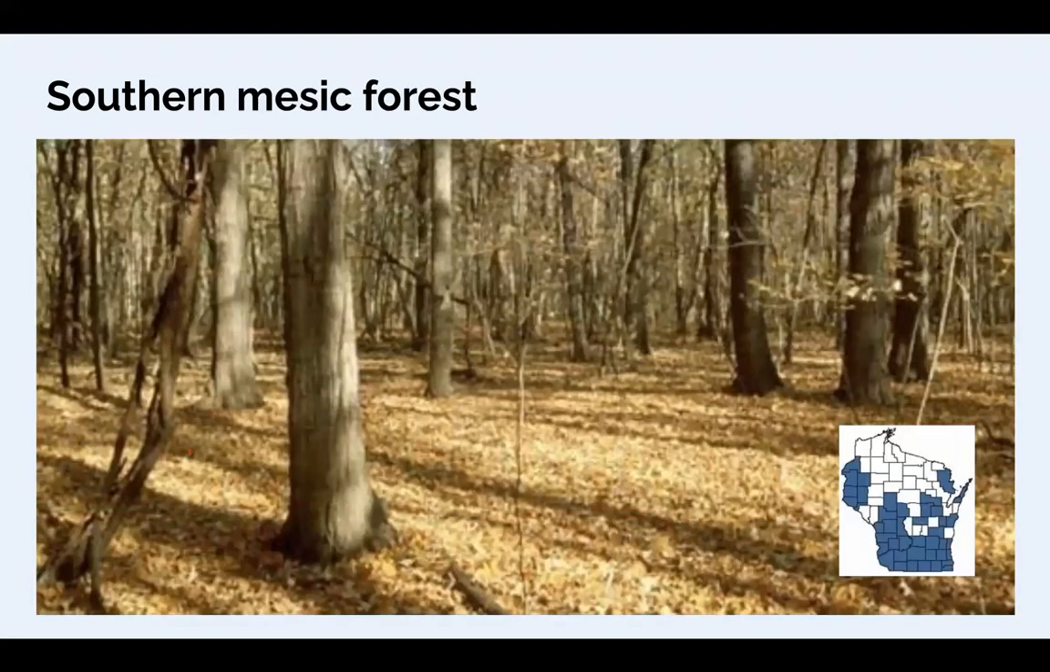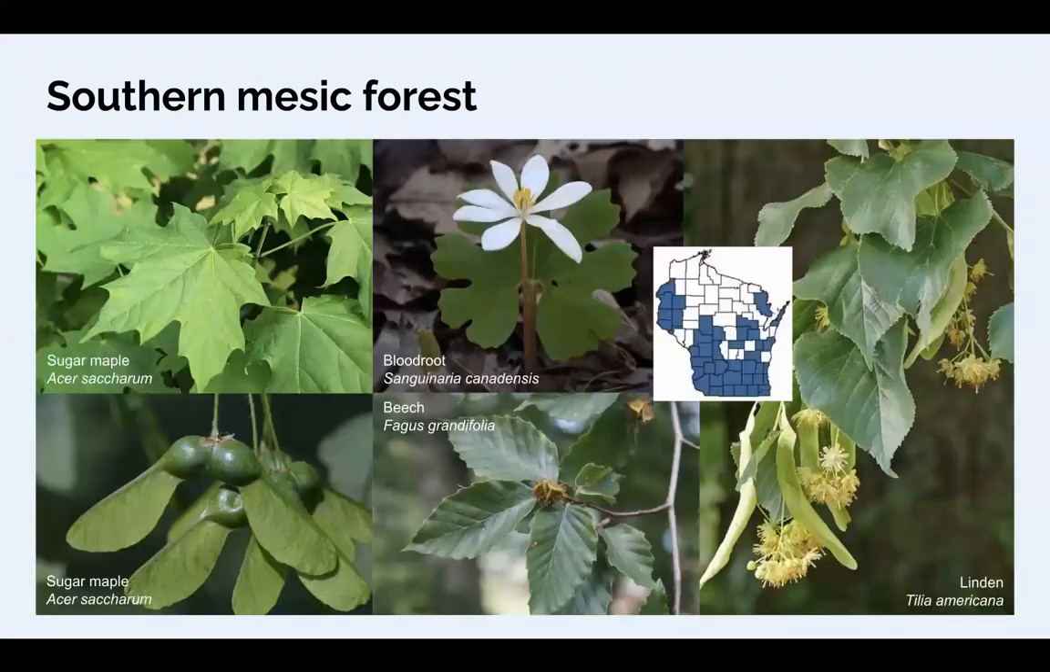Mesic forest. Mesic is a term meaning kind of middle of the road for soil, not too wet, not too dry. Also a southern feature, southern mesic forest, and these are our southern mesic forest trees. Lindens, maples, a little bit more than the oaks that we saw in the other forest type.